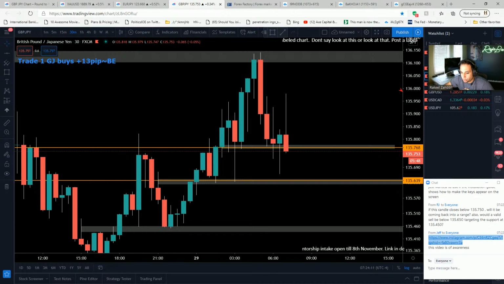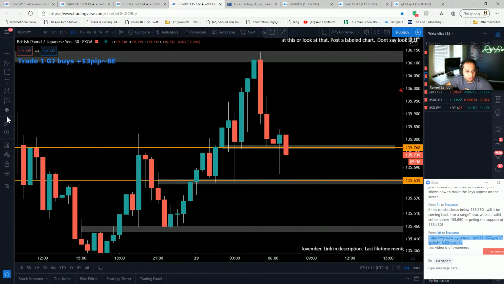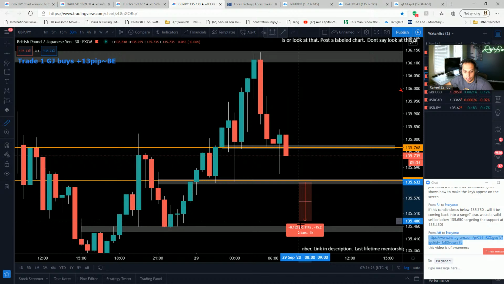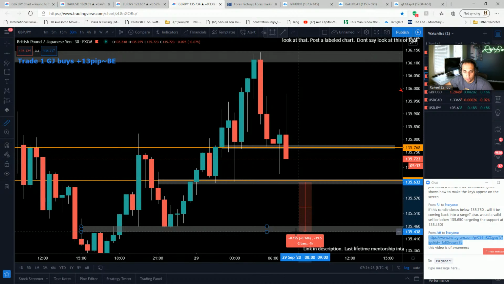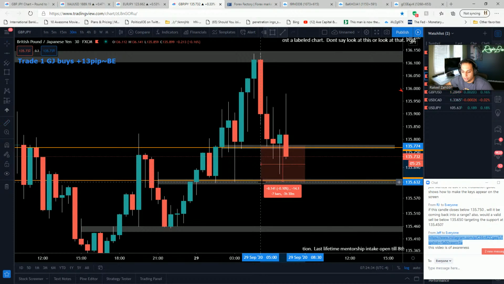If this candle closes below 135.750, will it be coming back into the range? Also, would a valid sell be below 135.650 to go bearish? Yes, I think this is going to be a valid sell here because this is a bigger range. This is almost like a 20 pip range. This is not a big range. This is like a 13-14 pip range.